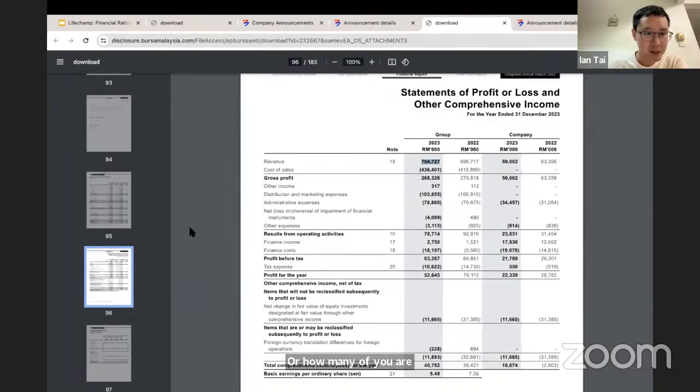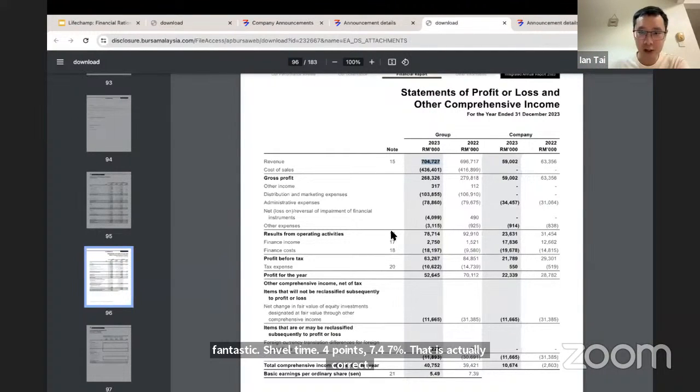Okay. So Gan Swat Kim, 7.47%. Okay, fantastic. Cheryl Tang, 7.47%. That is actually correct. Very good. To Sing Hui as well. All right, that is very good.